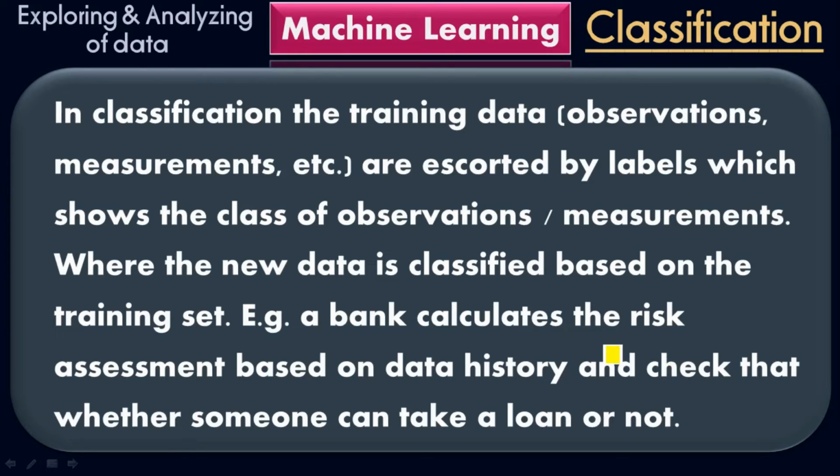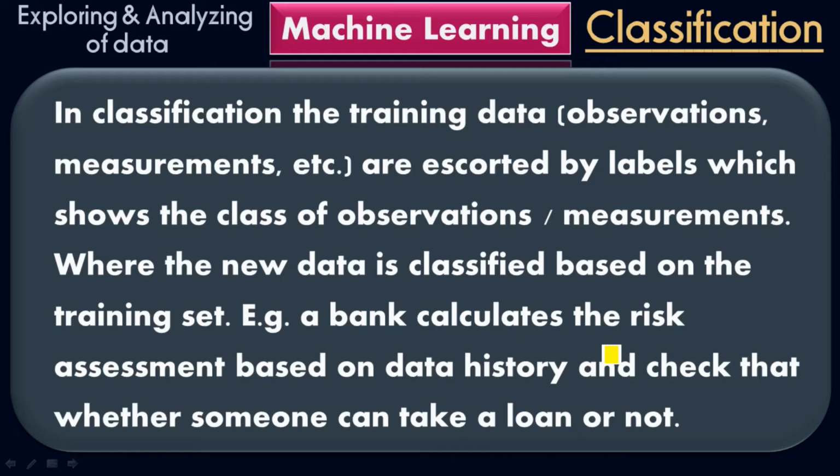For example, a bank calculates the risk assessment on the data history and checks whether someone can take a loan or not. If someone wants to take a loan from the bank, the bank first calculates the risk assessment. It first checks the data history, the past data history. Based on that data history, the bank can calculate whether this person is eligible for the loan or not. Because risk assessment is important, the bank must calculate the risk assessment. It cannot simply take the risk. It can only take the risk based on the data history. If you have a good data history, then you might be able to take a loan. If you have a bad data history, the bank can reject your loan proposal.